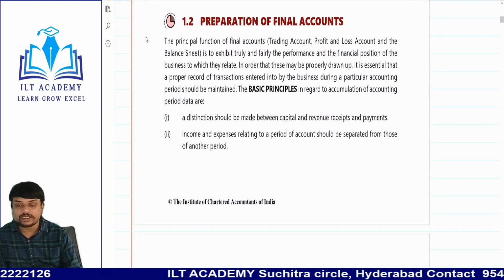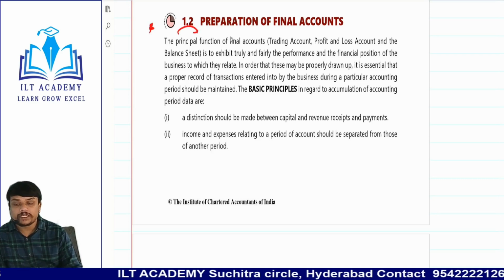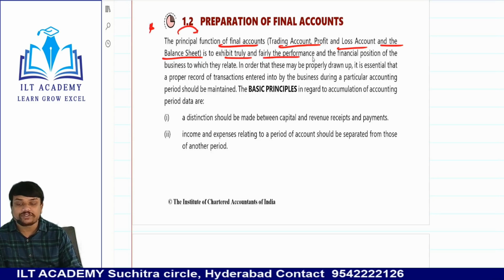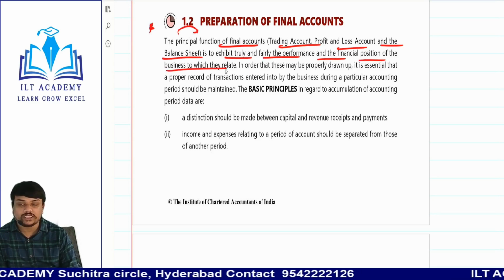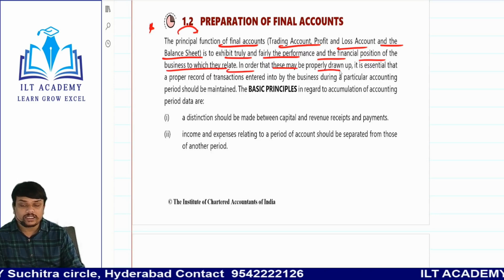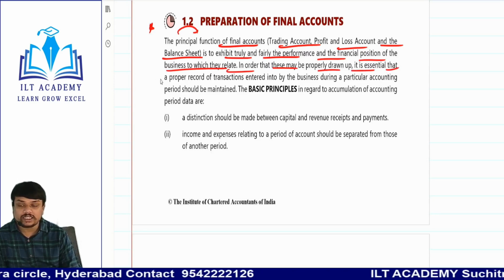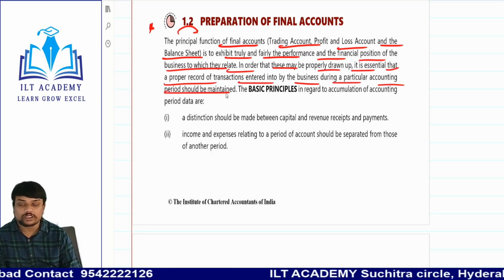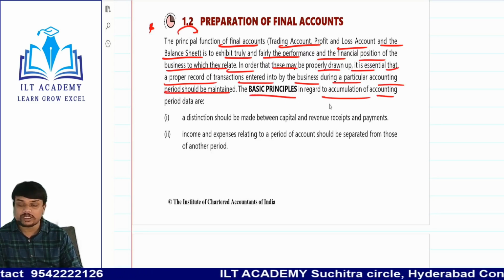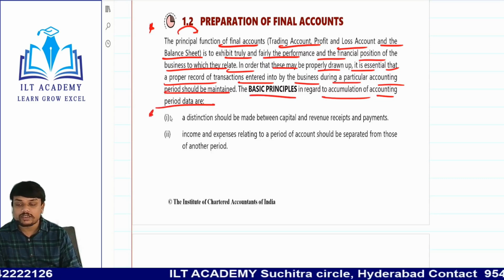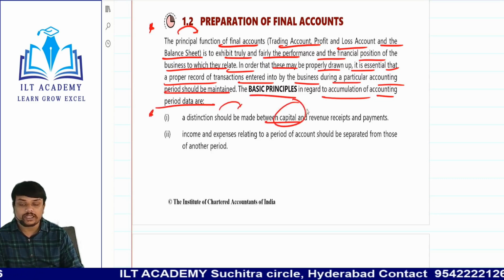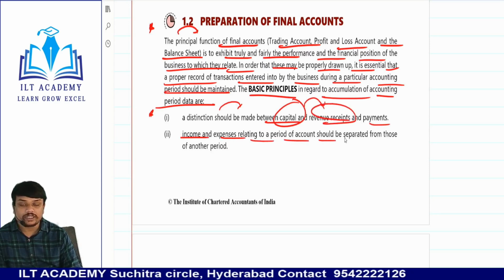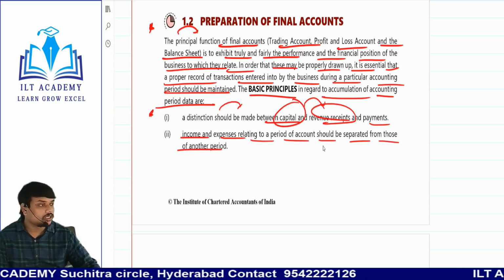Now, preparation of final accounts. The principal function of the final accounts, that is trading account, P&L account and the balance sheet, is to exhibit truly and fairly the performance and the financial position of the business to which they relate. In order that these may be properly drawn up, it is essential that a proper record of transactions entered into by the business during a particular accounting period should be maintained. The basic principles in regard to the accumulation of the accounting period data are: a distinction should be made between capital and revenue, receipts and payments. Income and expenses relating to the period of account should be separated from those of another period.